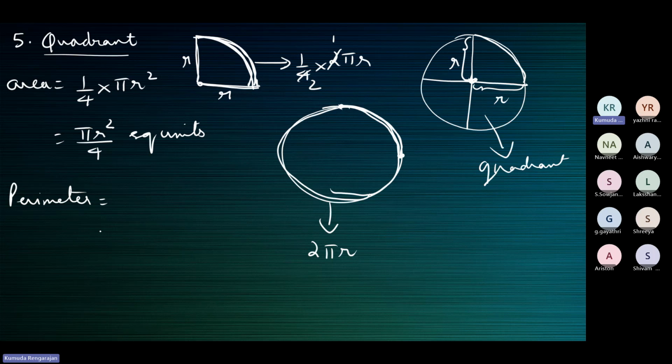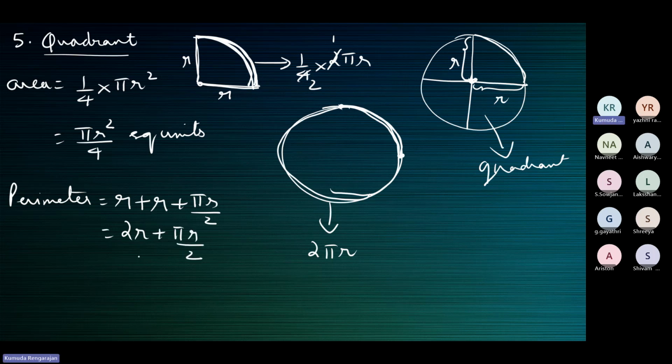So perimeter is the length of the boundary. What are the lengths of the three different things you see in the boundary? There are two line segments and one arc. The length of one line segment is r. The other line segment is also r. Then there's one arc. What's the length of this arc? Pi r by 2. So it is 2r plus pi r by 2 units.